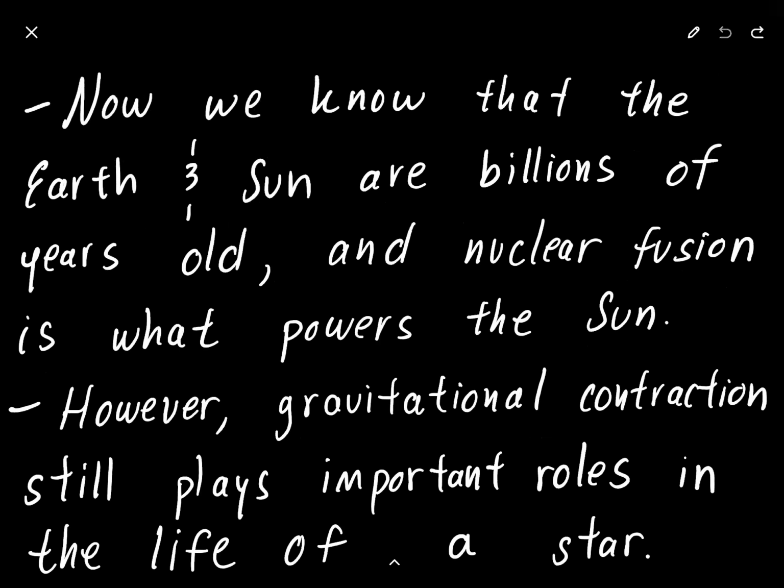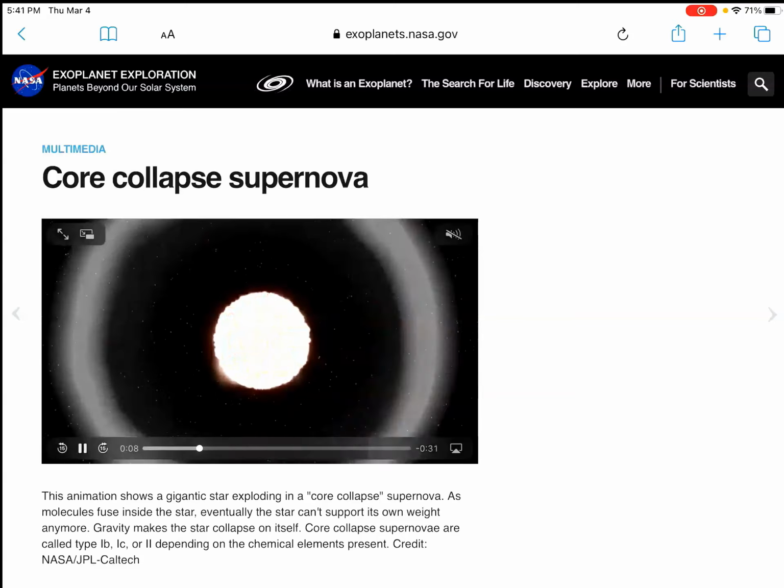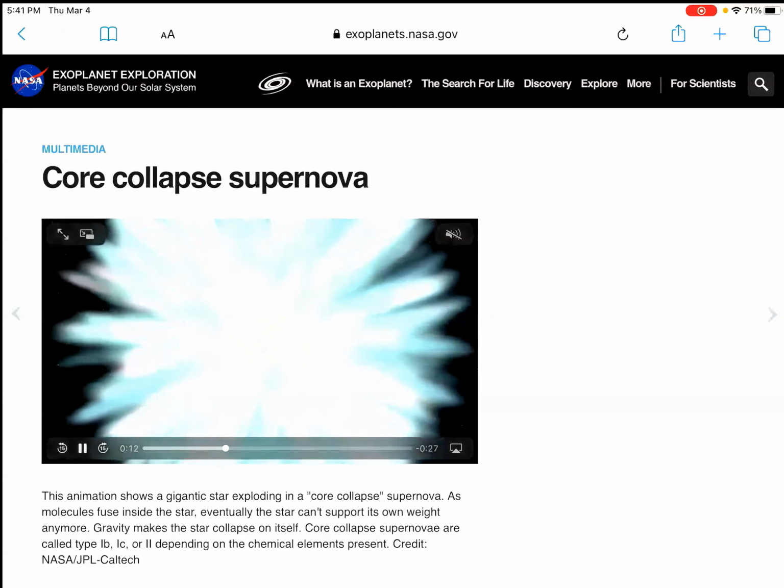Now we know that the Earth and Sun are billions of years old, and nuclear fusion is what powers the Sun. However, gravitational contraction still plays important roles in the life of a star. For example, gravitational contraction is the source of heat needed to start nuclear fusion in newly forming stars, and it's also the source of much of the energy released in a core collapse supernova.